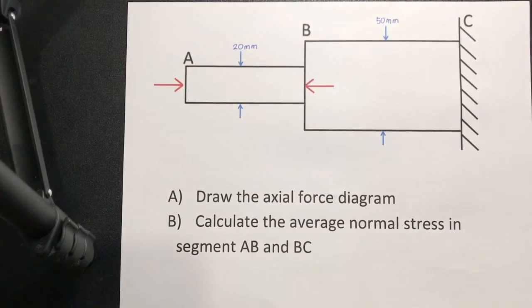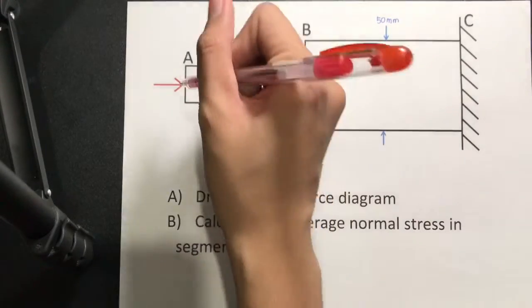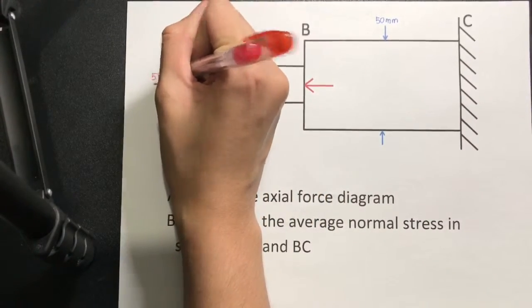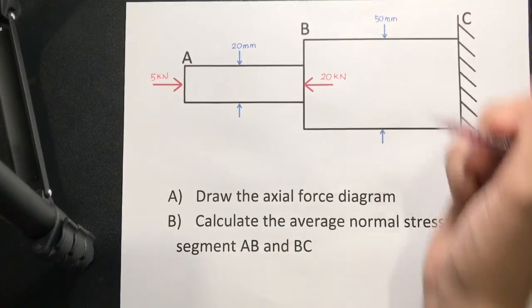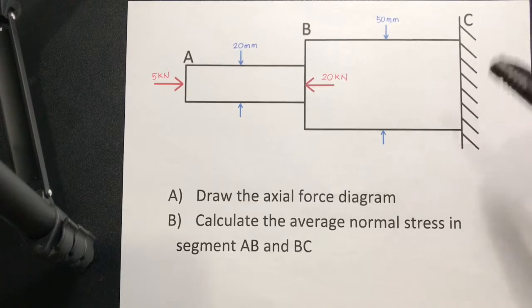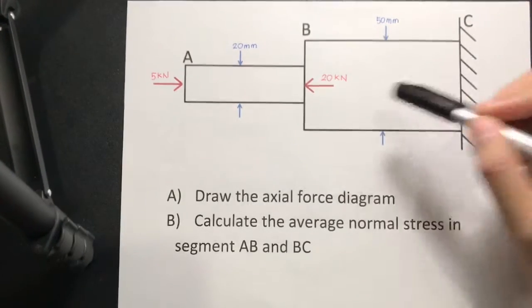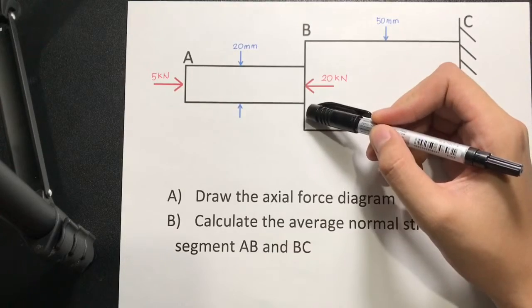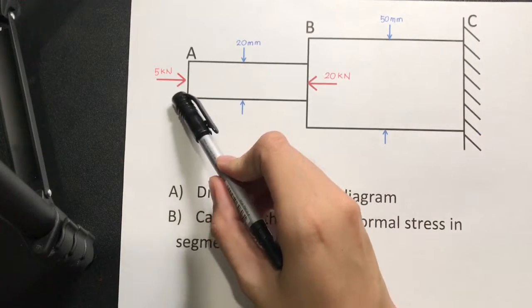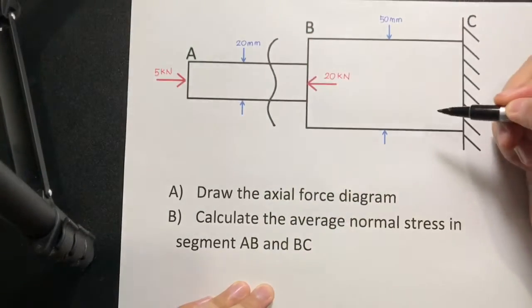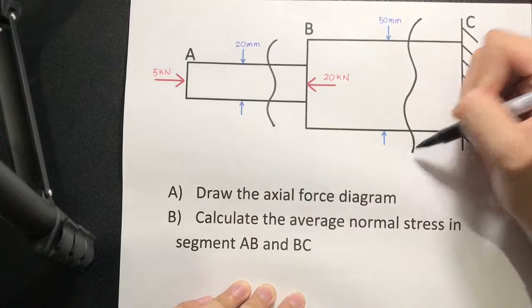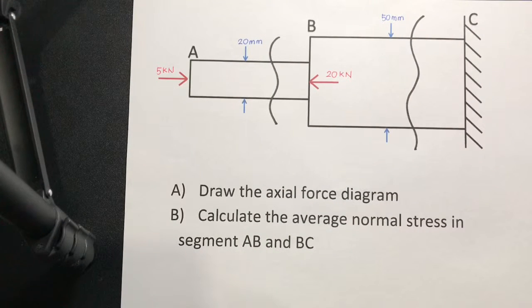External loads are applied outside: 5 kilonewtons at point A, pointing to the right, and 20 kilonewtons at point B, pointing to the left. The given rod is fixed at C. So looking at the rod, we are going to cut between these concentrated loads and discontinuities. We're going to make a cut here between A and B, and here between B and C. We're going to draw the axial force diagram and then calculate the average normal stress in segments AB and BC.